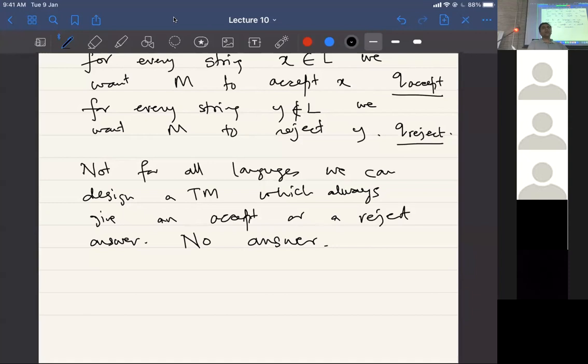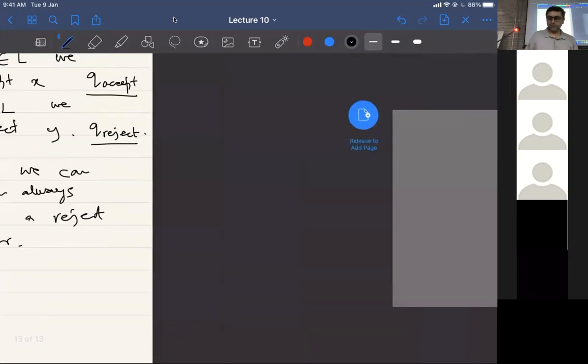And we can never know. So that's why every Turing machine has three possibilities. Not every Turing machine, but many Turing machines have these three possibilities. Either they always give you an answer, which is accept or reject, or sometimes they give you an accept answer, and sometimes they just go into an infinite loop. Not all machines do this, but some machines do. So we would classify Turing machines based on this distinction.